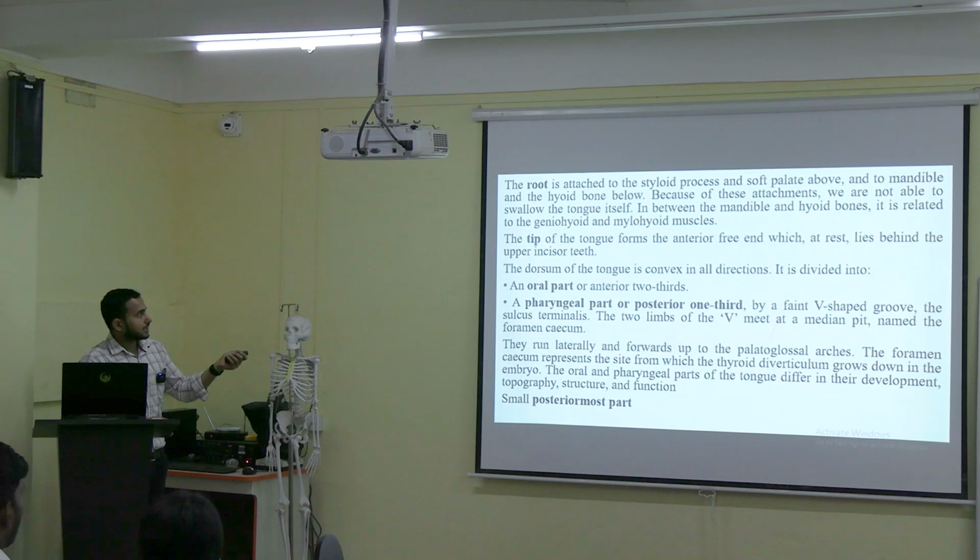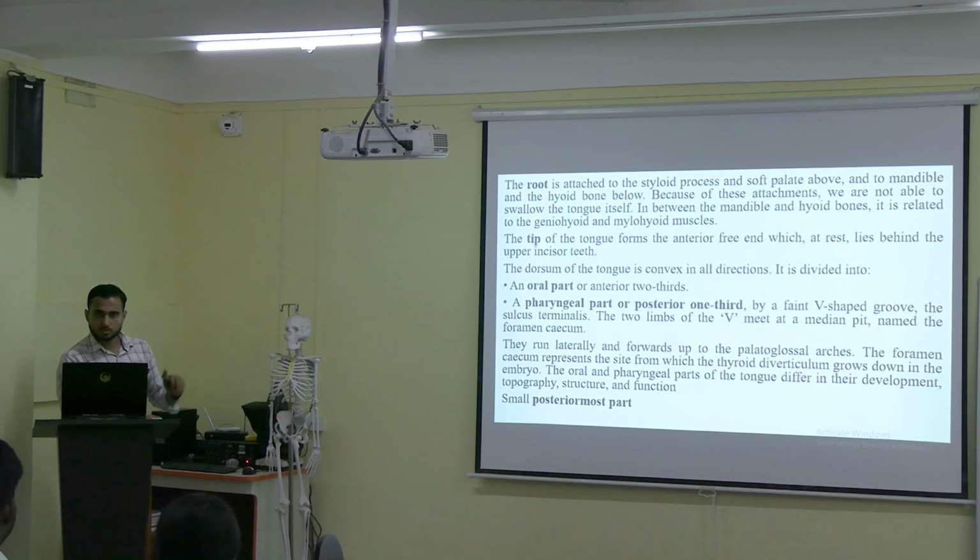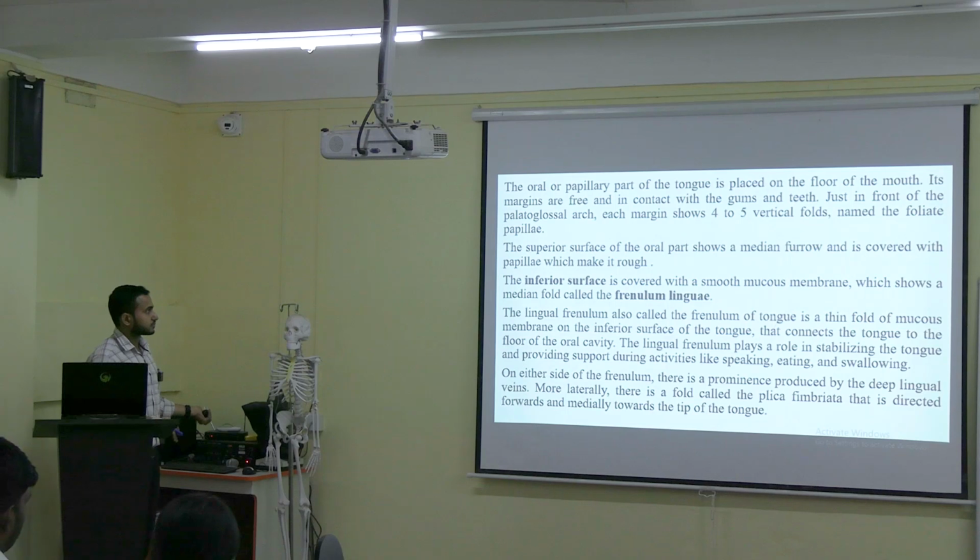Next, the tip of the tongue, as I said, is the free anterior end which rests behind the upper incisor teeth. Now the dorsum of the tongue is convex and it is divided into three parts: the oral part, the pharyngeal part, also called the posterior one-third, and a small posterior-most part. Here I have already discussed the faint V-shaped groove, the sulcus terminalis, and shown you in the diagram.